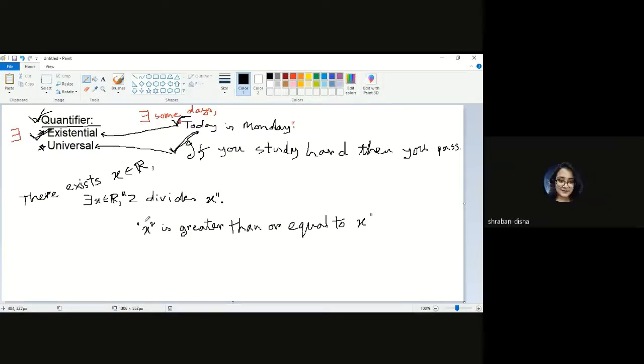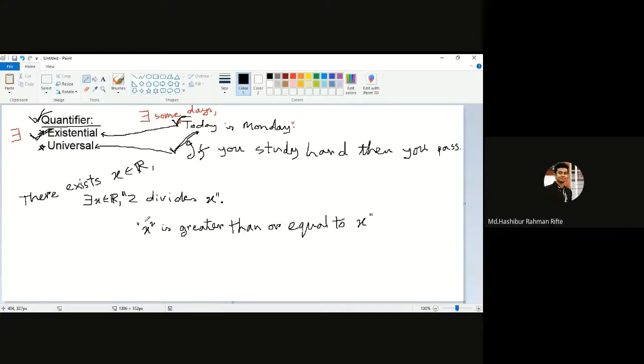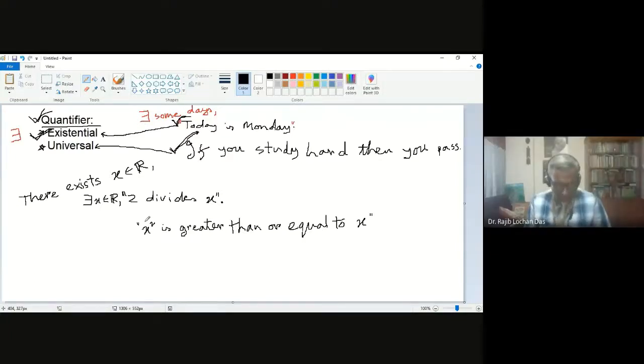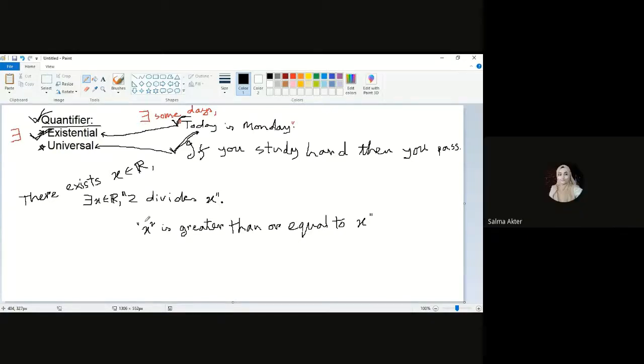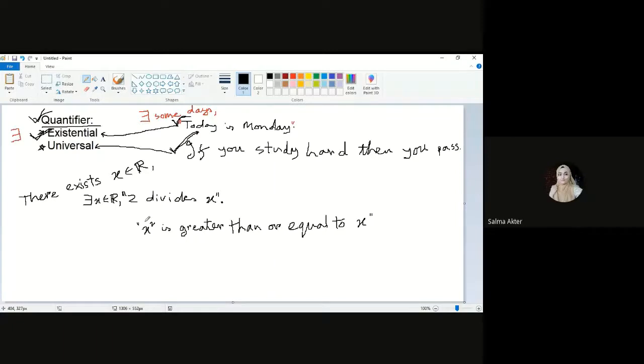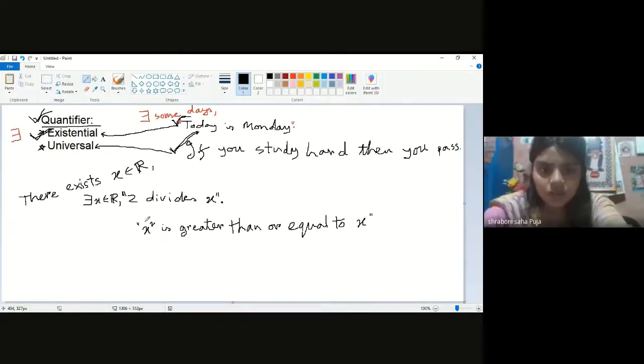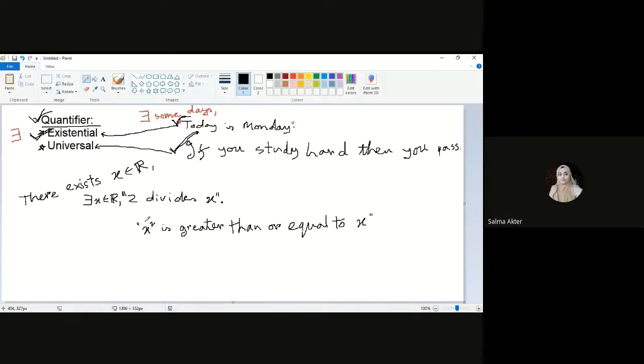Is it correct for every number? No, sir. Why not? Then the existential quantifier should come. Yes, sir, it's correct for everyone. Someone said it's universal. It was my mistake, sir. If x is like 10, then 10 square is bigger than x.